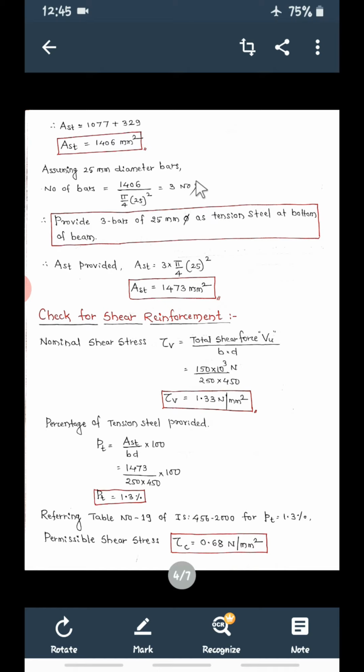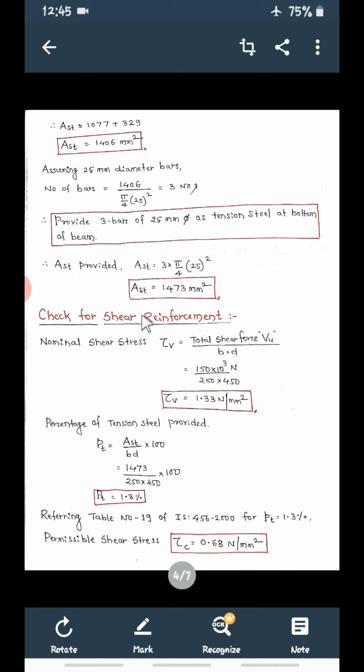This is regarding reinforcement. Now how much AST are you actually providing? AST is equal to 3 bars, 3 into pi by 4, 25 square. So 1473. Required is 1406, and actually you are providing more than required: 1473 mm square. So this is regarding reinforcement.